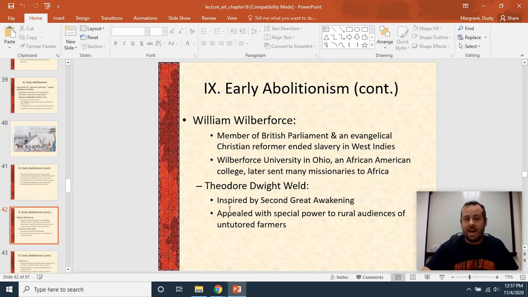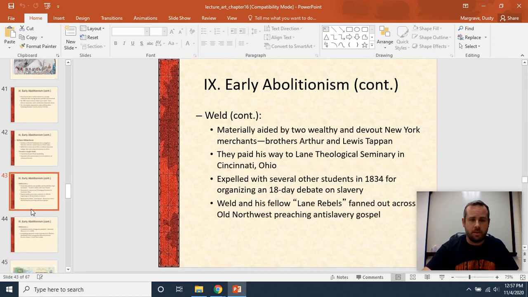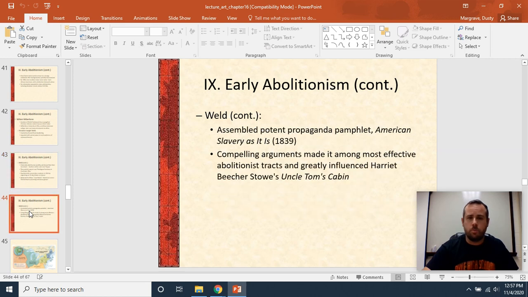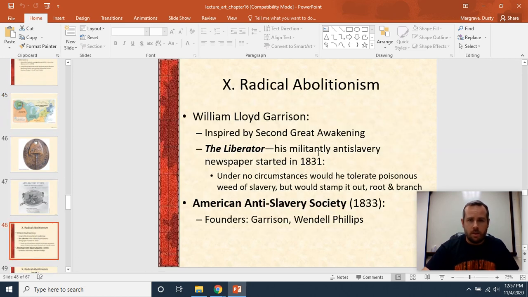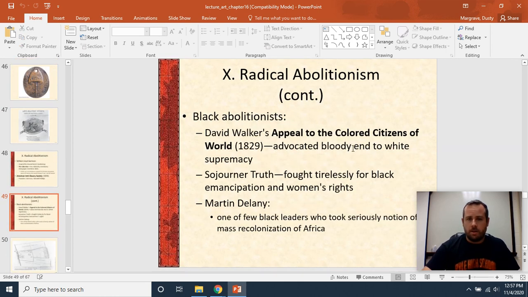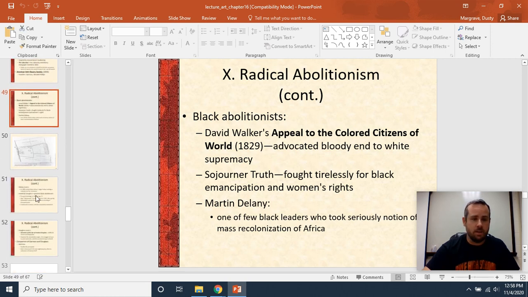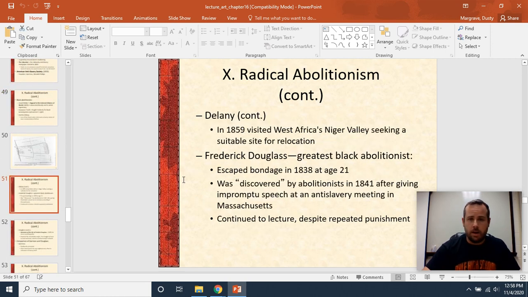We talked about this in the last lecture. A lot of abolitionism was inspired by the Second Great Awakening. There's some stuff here on Theodore Weld, who's important. I'm going to talk about Garrison. Here you go. David Walker. He is a black abolitionist. He is a radical who advocates a bloody end to white supremacy.